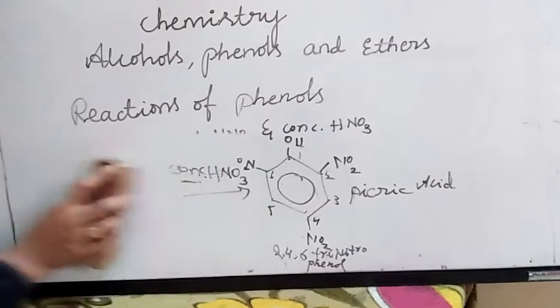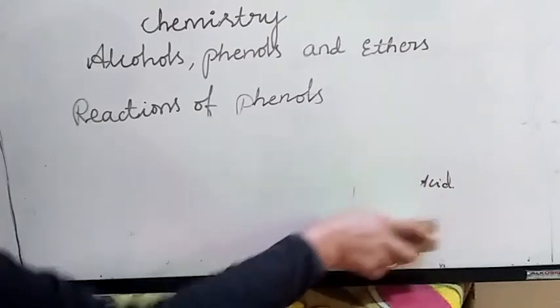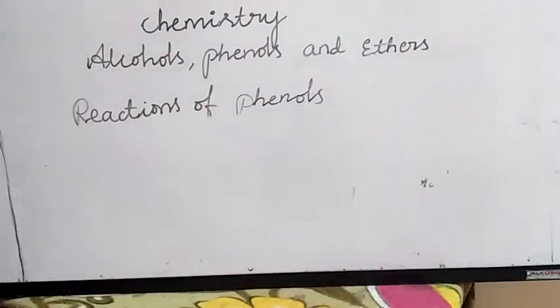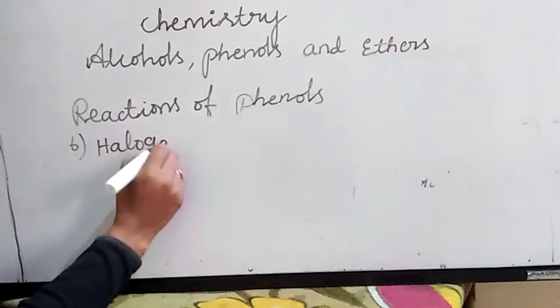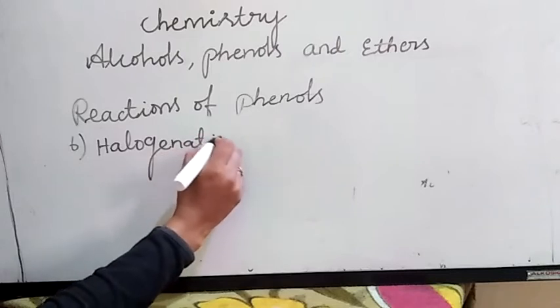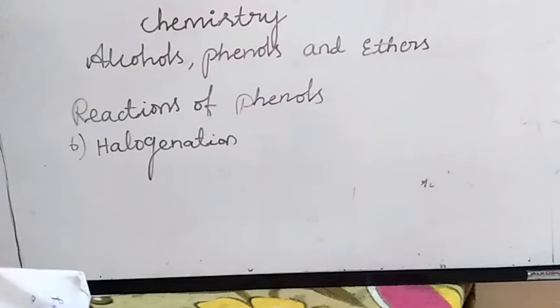Number B is halogenation. There are four halogens, so write any halogen. Halogenation means we are going to add halogens. Here the halogen is Br. Halogenation with Br2 in CS2 and bromine water. What will happen?